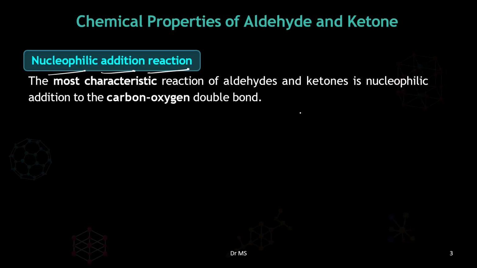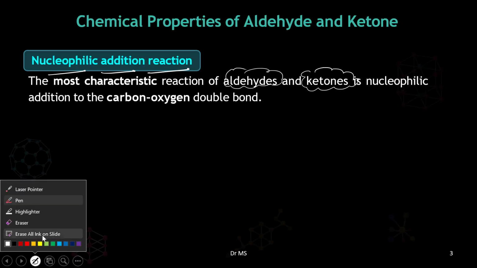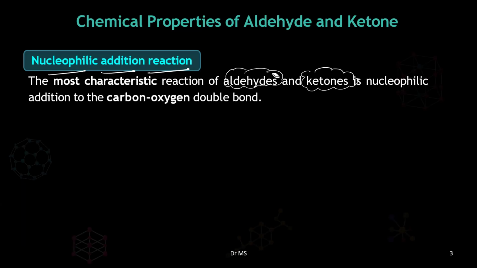Why? If you see the aldehydes and ketones, what is the common thing in the aldehydes and ketones? Tell me, what is the common thing that you can find in aldehydes and ketones? Carboxyl group. Yeah.